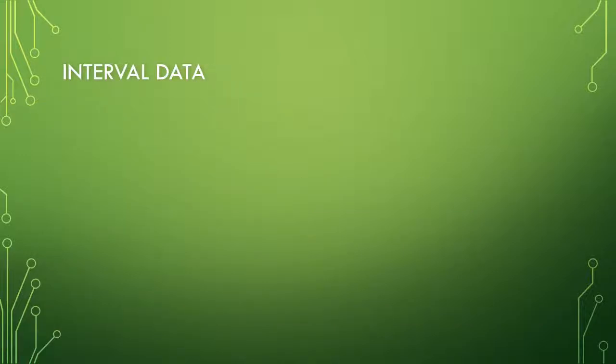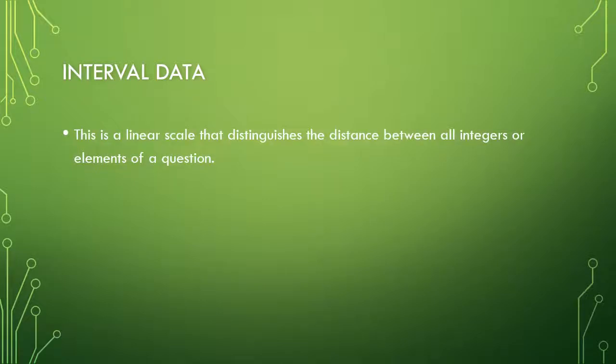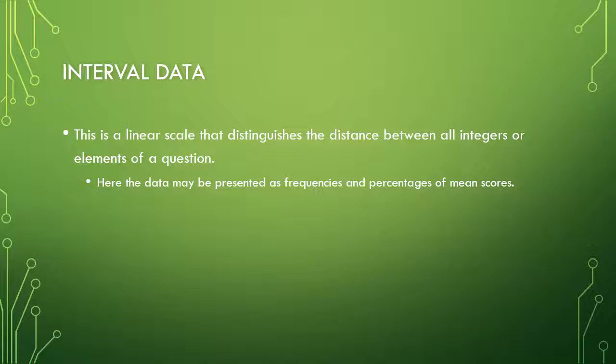There's also a thing called interval data. Interval data is a linear scale that distinguishes the distance between all integers or elements of a question. This can be where data may be presented as frequencies or percentages of mean scores. So if you say that 57% of the responses were positive, 20% were negative, then presenting that as a percentage would be interval data rather than ordinal.